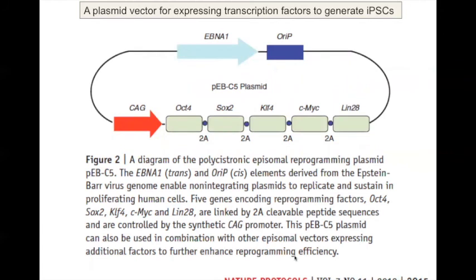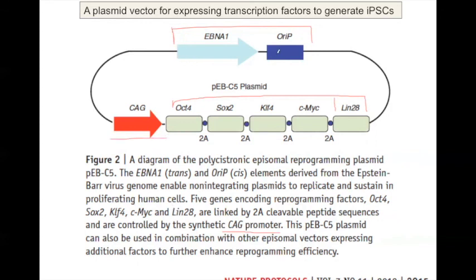This is a vector that is now used in generating induced pluripotent stem cells. What we see is that it has a sequence which drives the expression of these cDNAs. We see the cDNAs lined up here. In addition, we have a Lin28, which is also another protein required for the generation of these induced pluripotent stem cells. So we have a CAG promoter, which we see here.